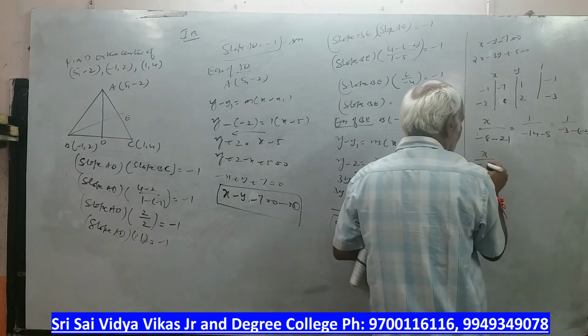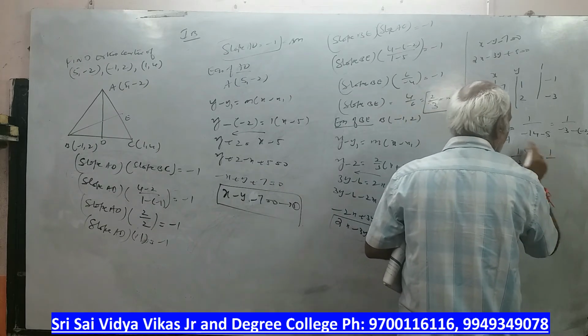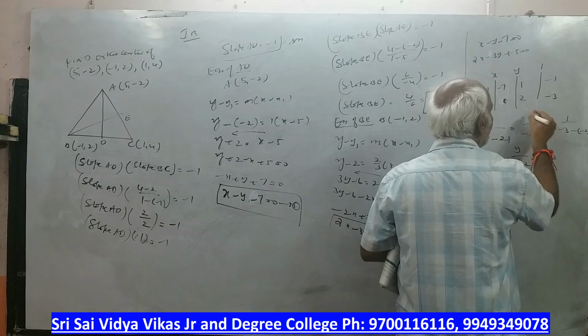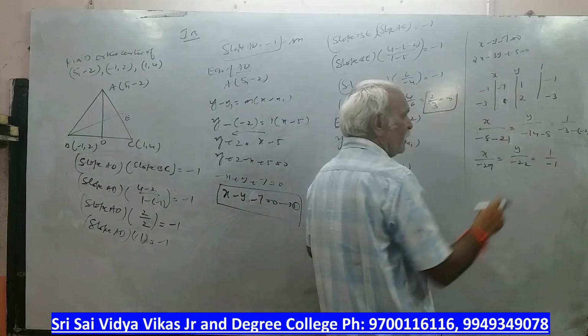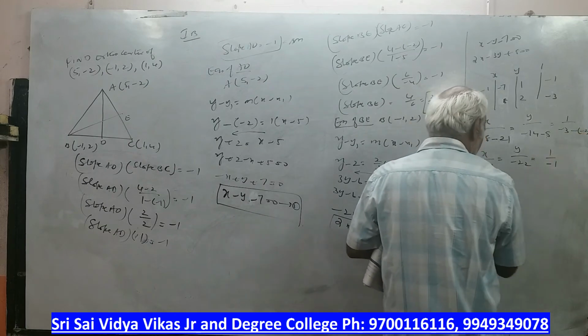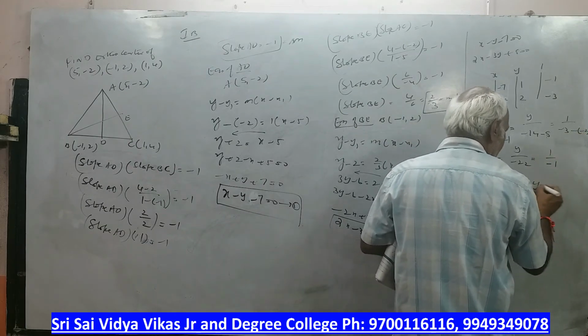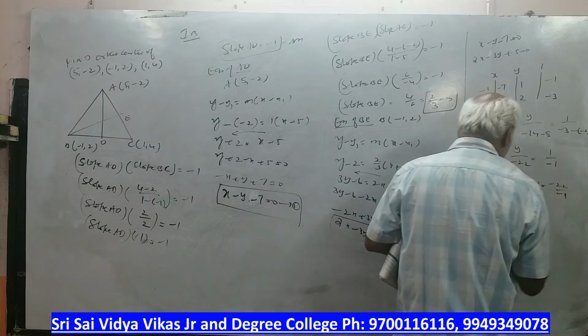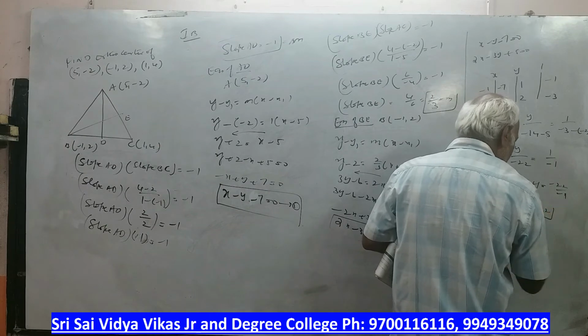So, x by minus 29, minus 22, sorry, y by. So this becomes minus 1. Why? Minus of minus is plus 2, so minus 1. x is equal to minus 29 by minus 1. y is equal to minus 22 by minus 1. So x is equal to 29, y is equal to 22.